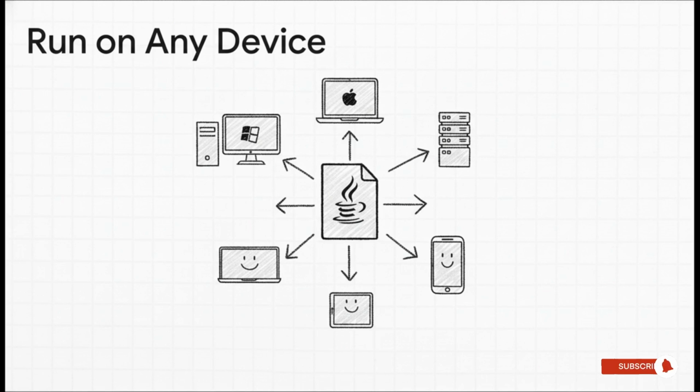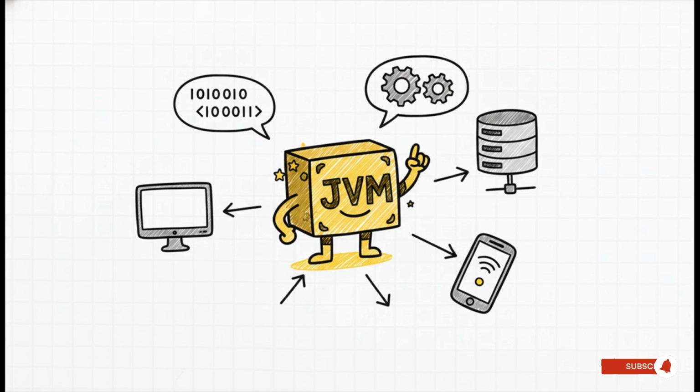How cool is that? So if there's one thing to remember from all this, it's that the JVM is Java's secret sauce. It's like having a universal translator that lets your code speak fluently to any computer out there. That little bit of magic is what gives Java its incredible power and reach.